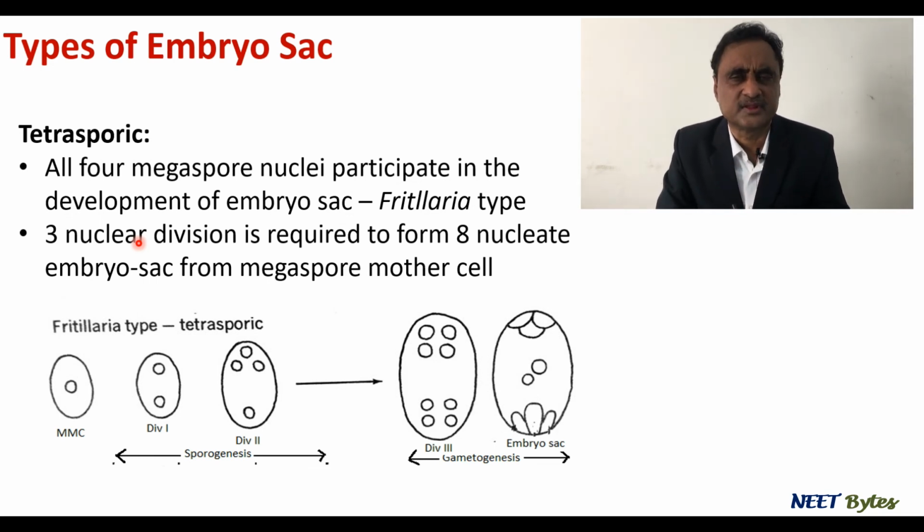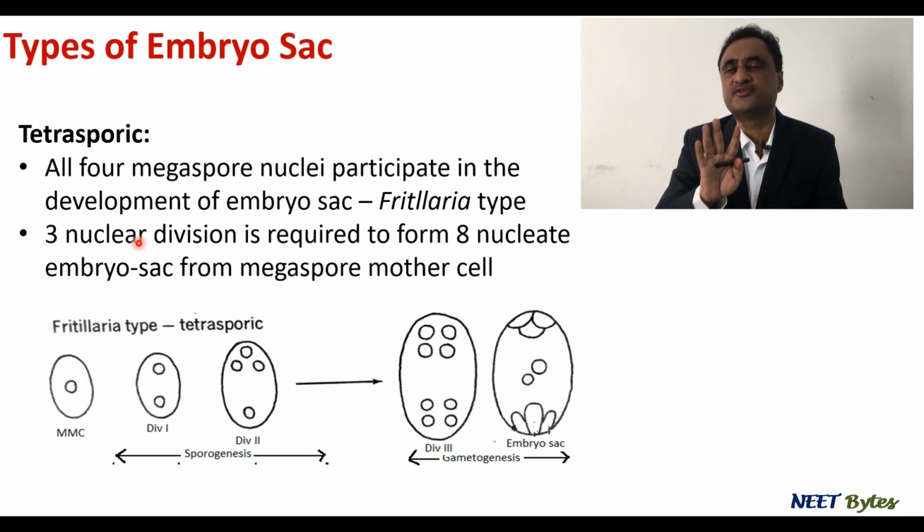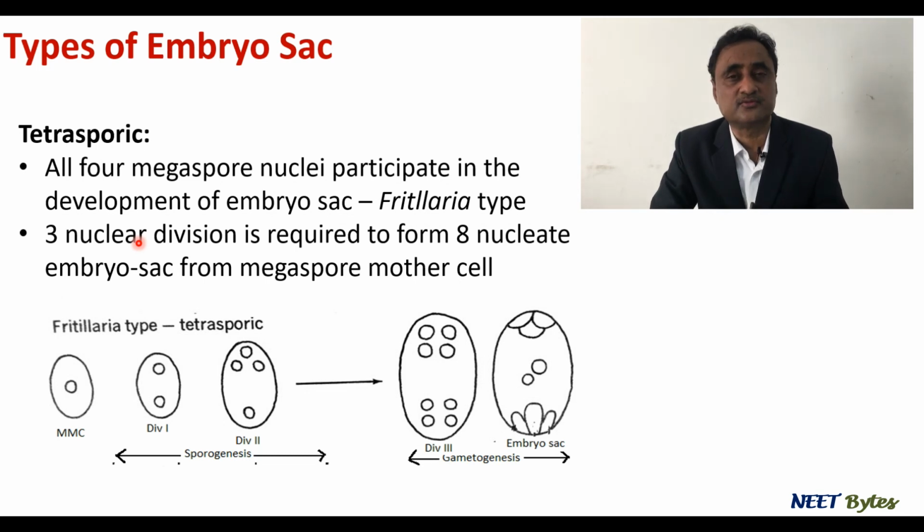So what have we learned? Very simple thing. In case of monosporic, 5 nuclear divisions are required in the megaspore mother cell to form a typical 8 nucleate embryo sac. In case of bisporic, 4 nuclear divisions are required for the formation of a typical embryo sac. Similarly, in case of tetrasporic, 3 nuclear divisions are required to form a typical 8 nucleate embryo sac, right?